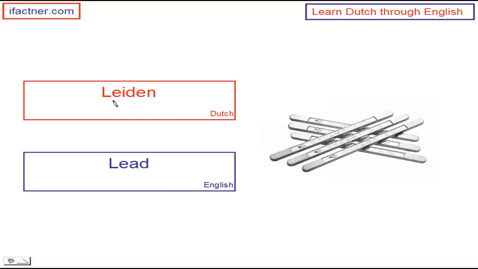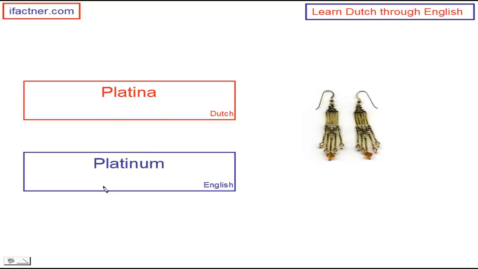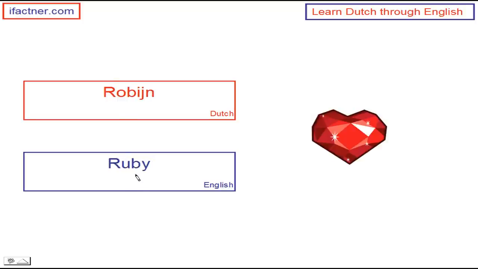There is a very popular Dutch university called Leiden University. Leiden. Platinum is called platina. P-L-A-T-I-N-A. Platina.